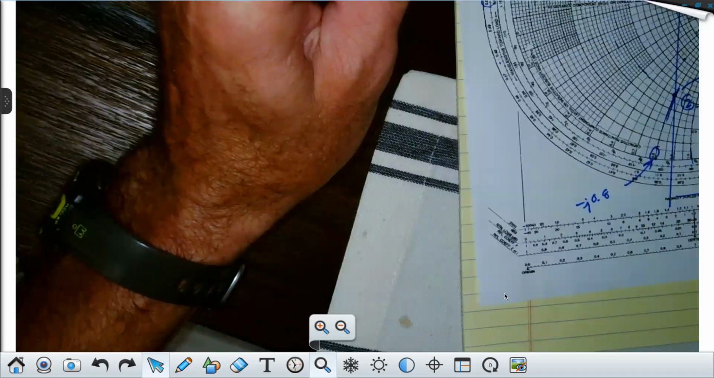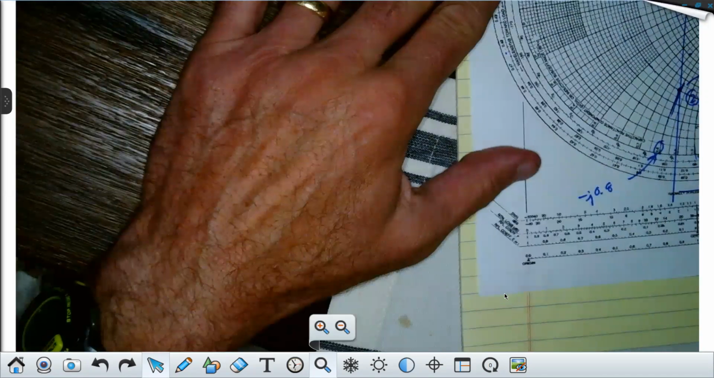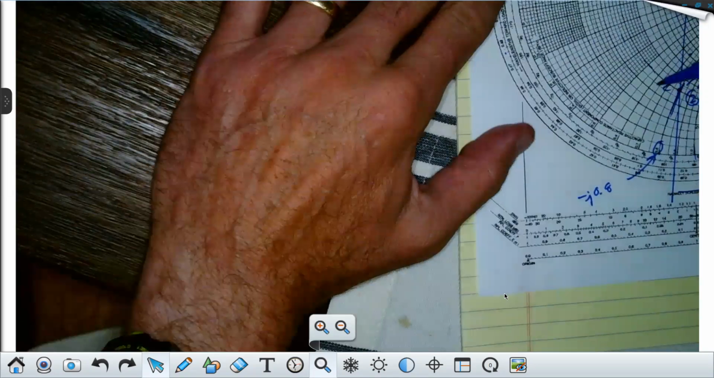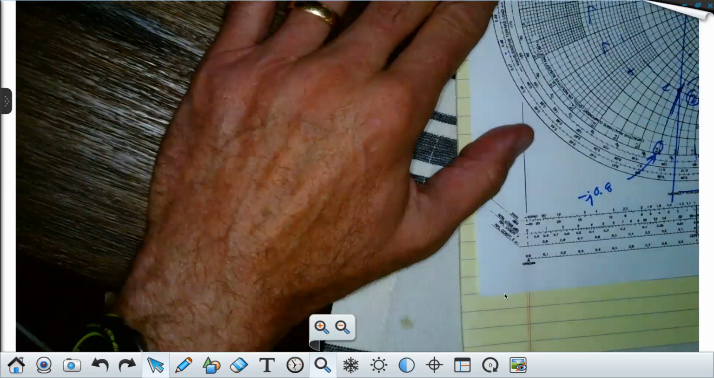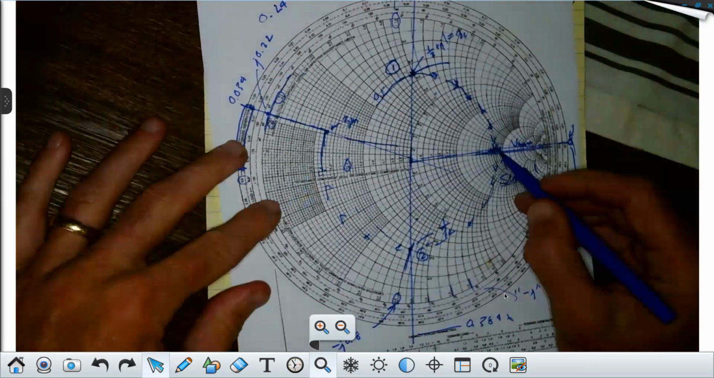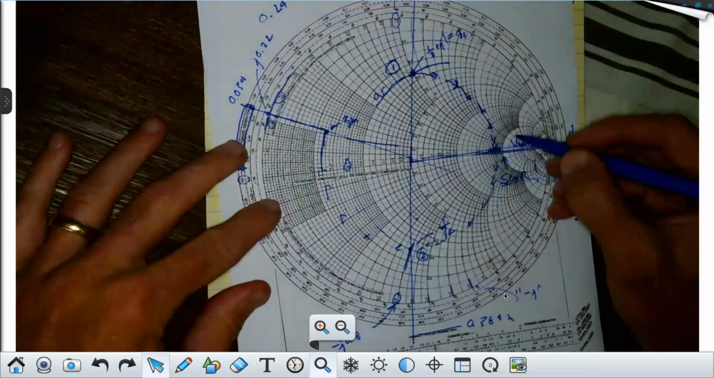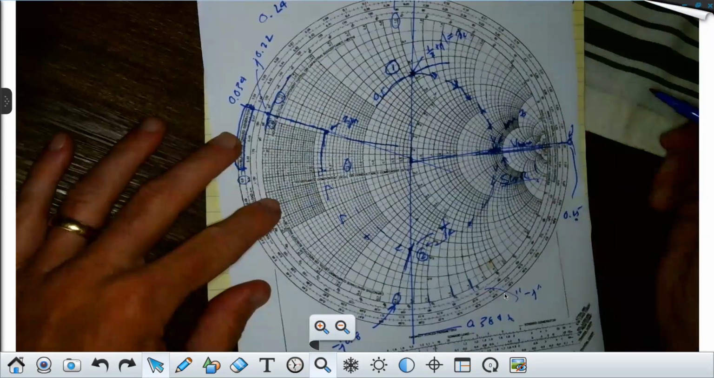Now, if you go a quarter wavelength away, keep going from there, keep going around that circle. All right, I'm going to keep going. So this is a voltage maximum. It's also impedance maximum. So this is max Z as well. Max voltage, and that's the standing wave ratio.